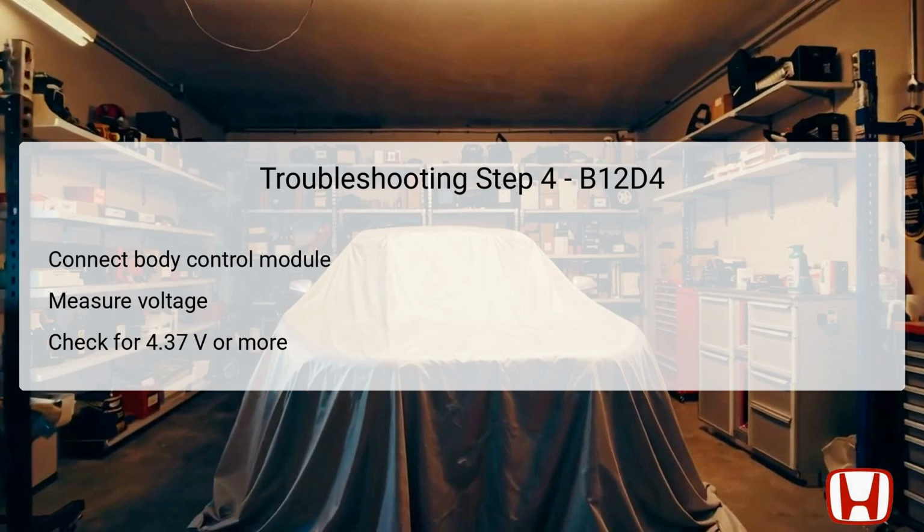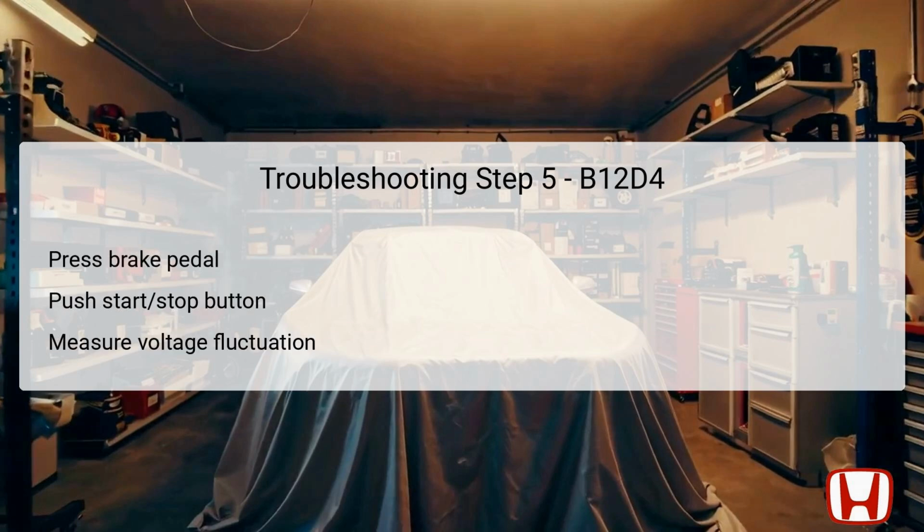A measurement of 4.37 volts or higher indicates that the body control module is functioning correctly and not contributing to the malfunction. However, if the voltage falls below this threshold, it signals a potential issue with the body control module, prompting the recommendation for a replacement.